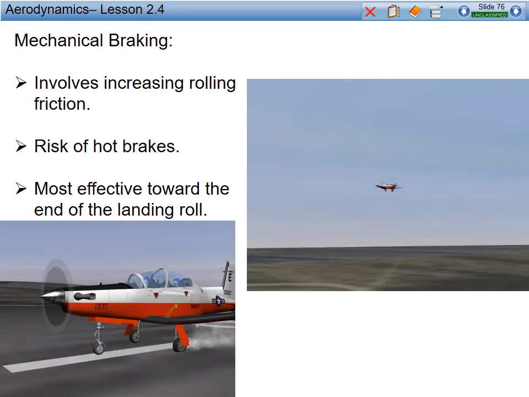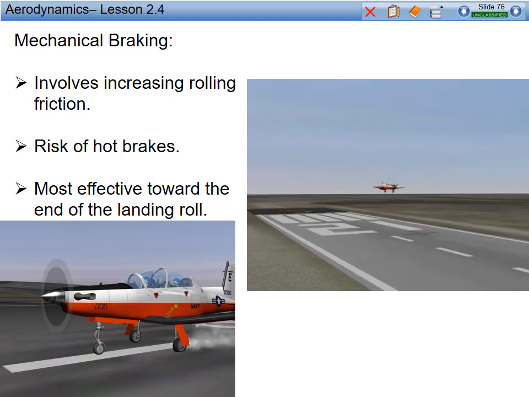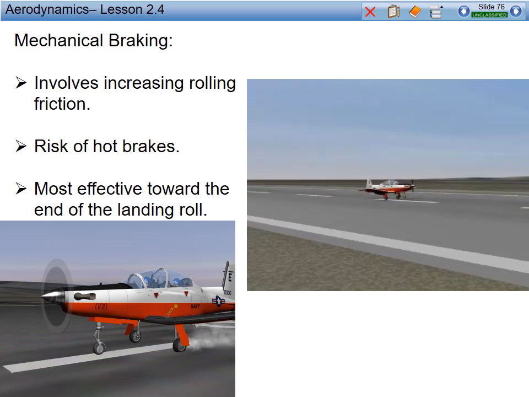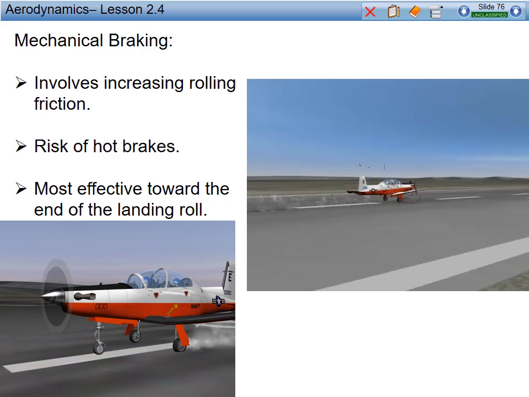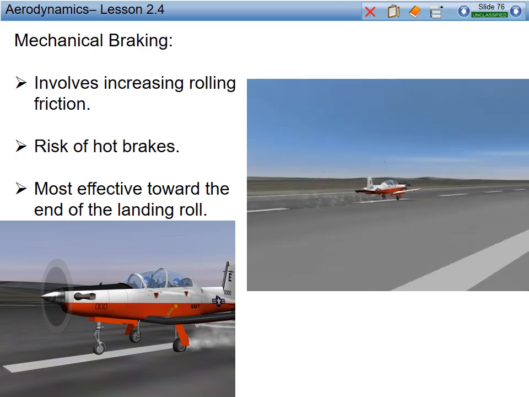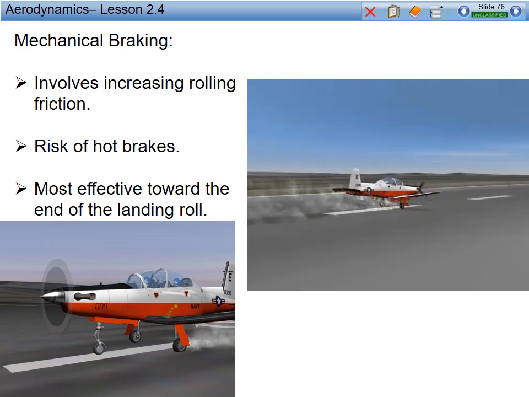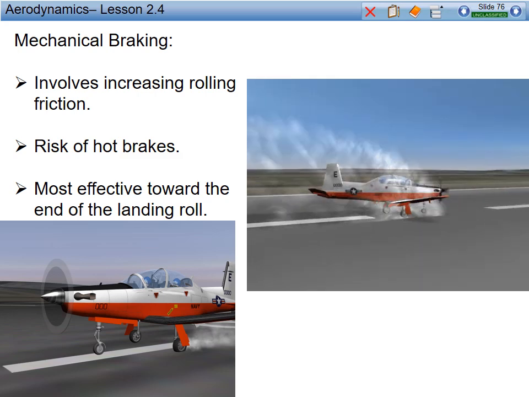Mechanical braking involves increasing rolling friction. However, care must be taken to make sure that you don't get hot brakes. This is most effective towards the end of the landing roll, when all wheels must be in contact with the runway and you are bleeding off the last bit of speed. If you brake too hard, your brakes will start on fire.